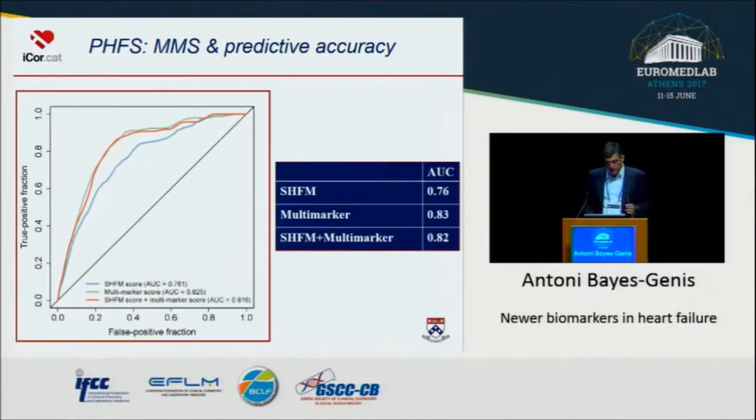When you look at this in areas under the curve, look at the Seattle heart failure model, 0.76, which is quite good. The multi-marker alone is 0.83, which is very good. And when you combine both, the clinical approach with the Seattle and the multi-marker, it's 0.92, so you don't get too much of a gain as far as discrimination.